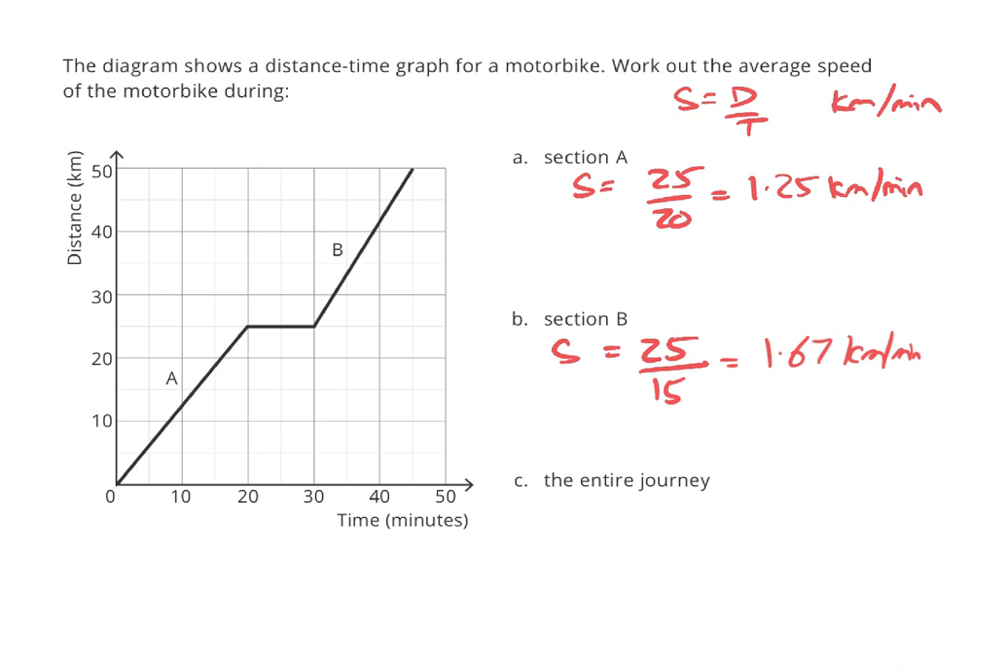Now finally, for the entire journey. So that's from the beginning at 0 to the end at 50. How long does that take? And yep, that's 45. So we're going to do speed equals 50 divided by 45. And 50 divided by 45 to 2 decimal places is 1.11 kilometers per minute. Clearly slower than the other two because he stopped in the middle for 10 minutes. That would have a big impact on your final answer.